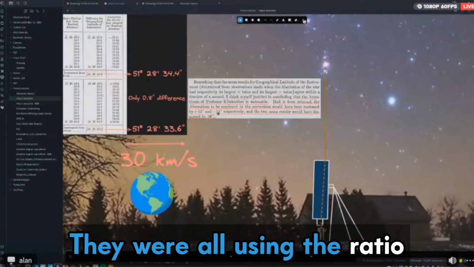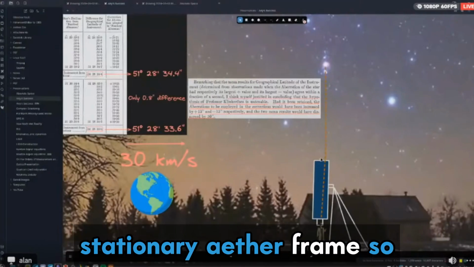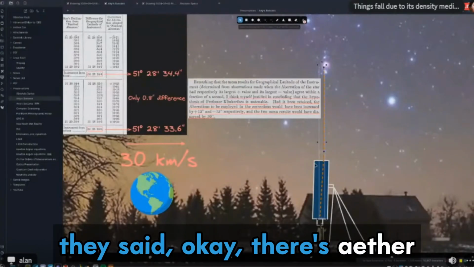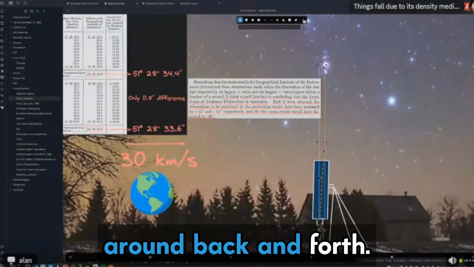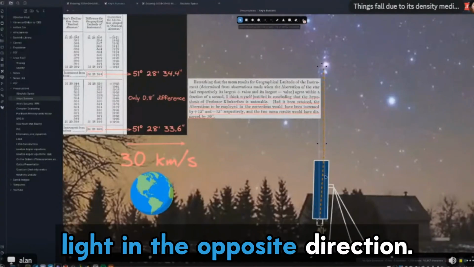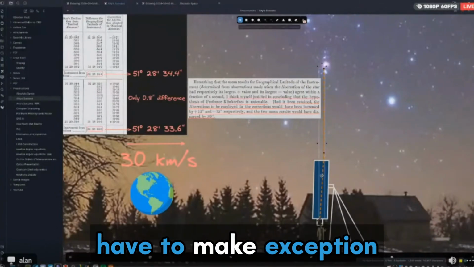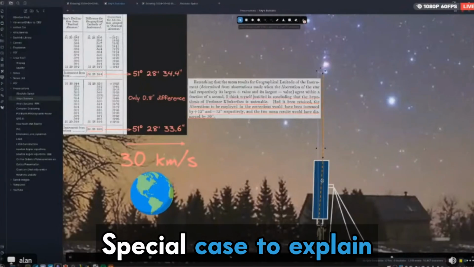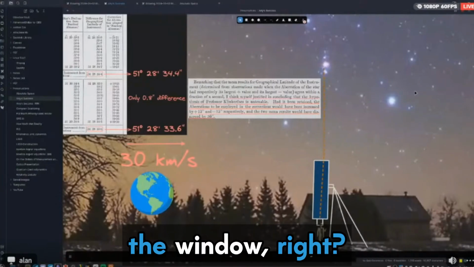So get how ridiculous this is. They were all using the ratio against the speed of light, so they were all invoking a stationary ether frame. So they said, okay, there's ether inside of the telescope, though, and that ether is bouncing around back and forth so that it can carry the light in the opposite direction. So even if you conceptualize the stationary ether, you have to make an exception for what's going on in here, a special case, to explain this as a heliocentrist. And of course, MMX throws stationary ether out the window.